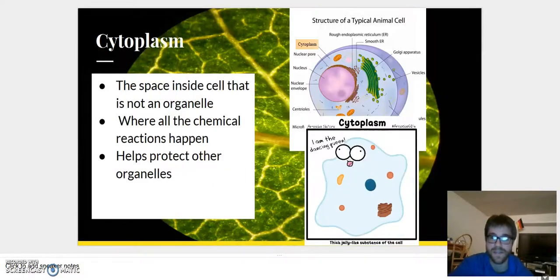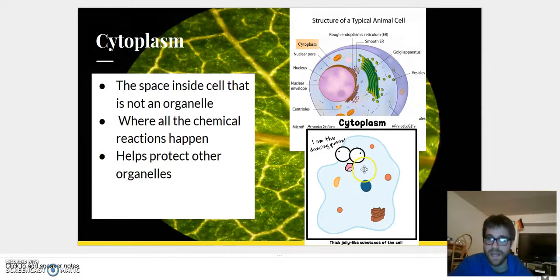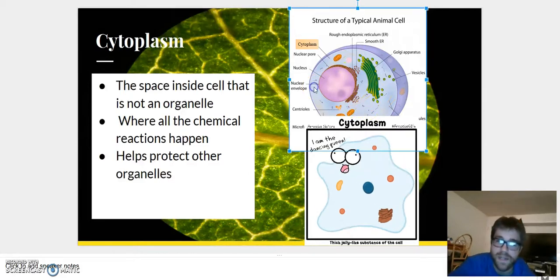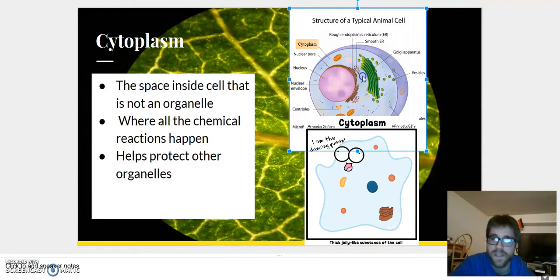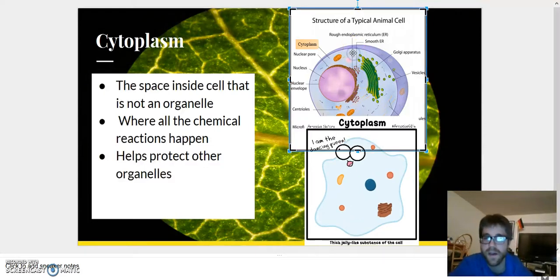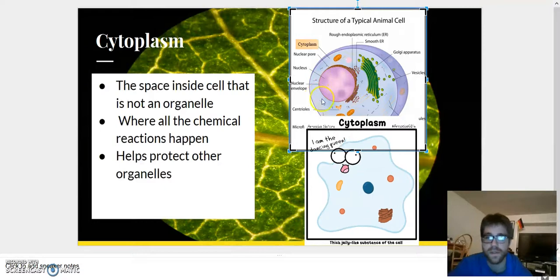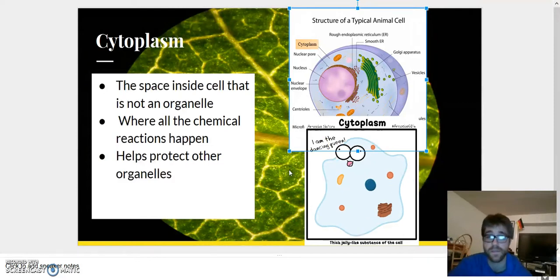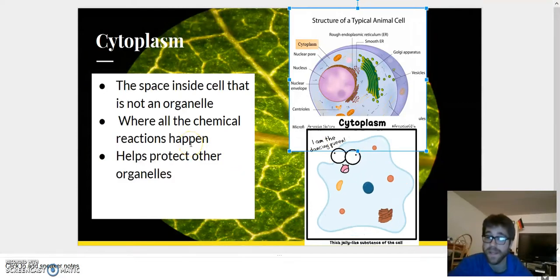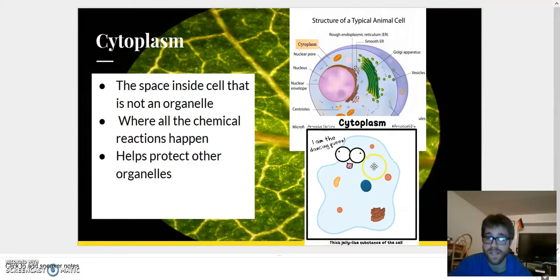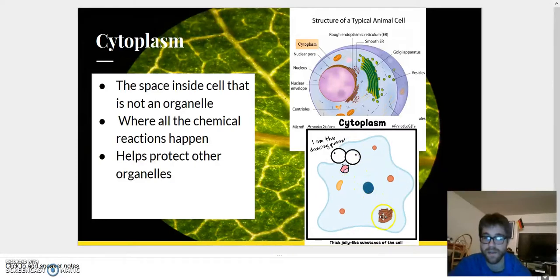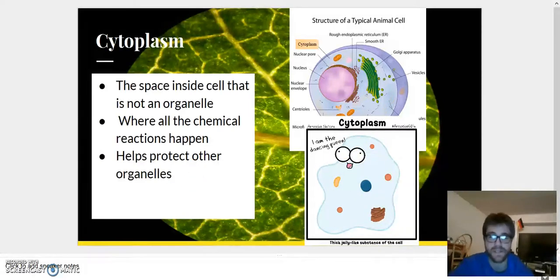Alright, after the nucleus, we have cytoplasm. Cytoplasm is the space inside the cell that's not an organelle. It's all the space between the organelles. All this light blue part, that is the cytoplasm. It helps protect other organelles. It is where all the chemical reactions happen. And like this picture shows, even when the cell moves, the cytoplasm keeps all the organelles safe from bouncing around and hitting each other.